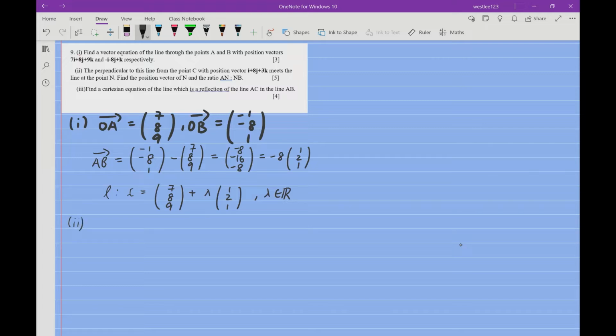Part 2, the perpendicular to this line from the point C with position vector 1, 8, 3 meets the line at point N. Okay, so we have another point which is C with position vector 1, 8, 3. And the diagram looks like this. We have a point C over here. This is the line AB. The foot of the perpendicular from C to this line AB is point N.